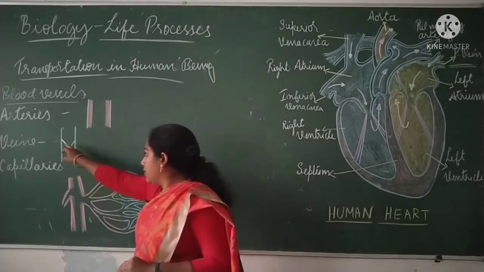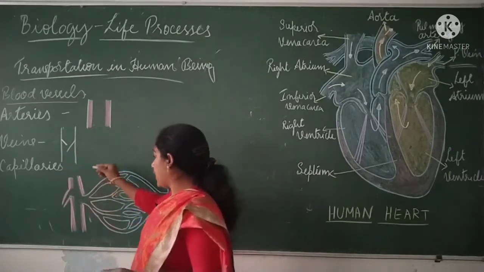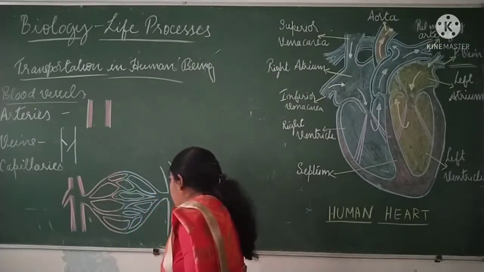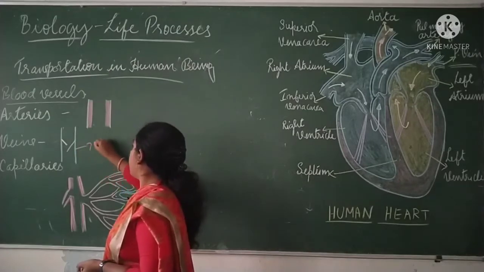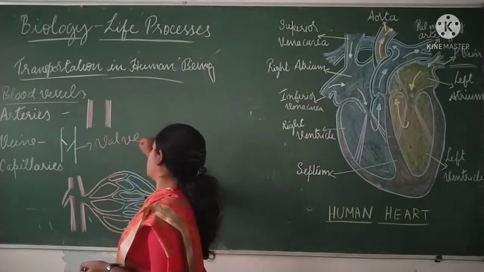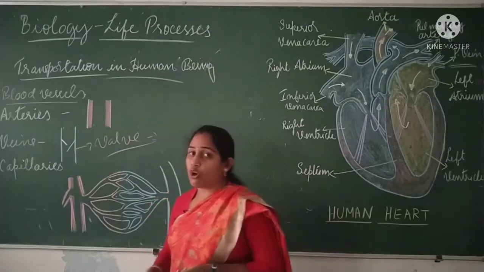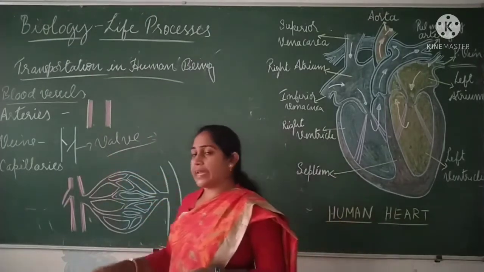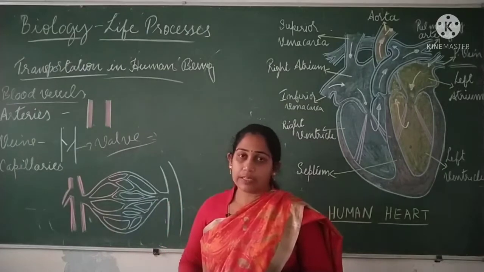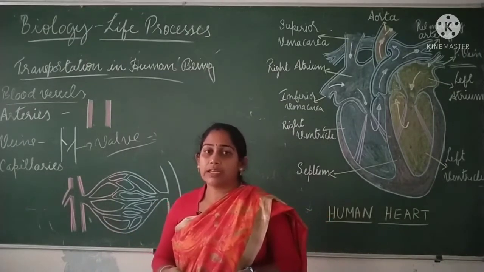But you can see a valve in between. So veins have valves. Why do they have valves? It is to prevent the backflow of deoxygenated blood. You know, veins carry deoxygenated blood, right? Impure blood which can contain carbon dioxide.